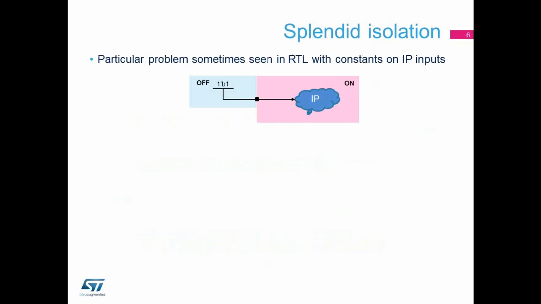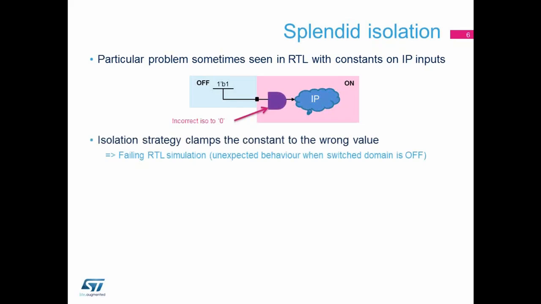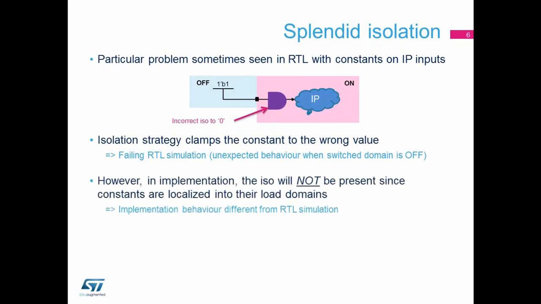Here's another problem around isolation. IPs that are in one power domain that have inputs that are tied high coming from another power domain. So the power domain supplying the input, it goes off, it's switchable. So because we've got an isolation strategy, we end up with an isolation cell there. If we haven't thought about the strategy, we can end up clamping that 1 that's coming into a 0. So you end up with the wrong value and you don't get the behavior you expected.